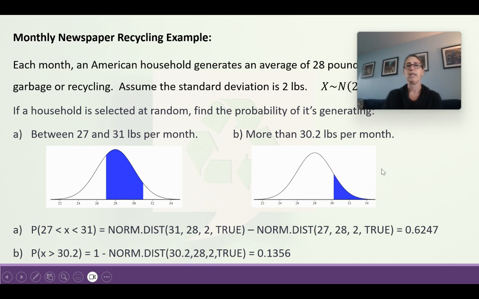So the probability of a randomly selected household generating between 27 and 31 pounds of garbage or recycling a month is a little bit more than 62%. And a randomly selected household generating more than 30.2 pounds of garbage or recycling a month is about 13.5%.